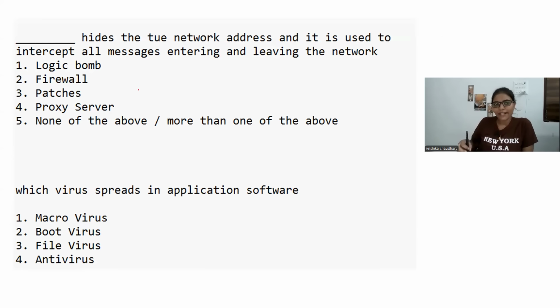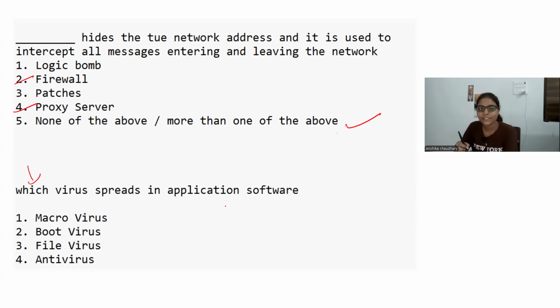The next is, hides the true network address and is used to intercept all messages entering and leaving the network. So which: logic worm, firewall, patches, proxy server, none of the above, or more than one of the above? So this is firewall plus proxy server. Both are helpful for hiding the true network address and are used to intercept all messages entering and leaving the network. So if both are true, the answer is that more than one is true here. Let's move on to the next.